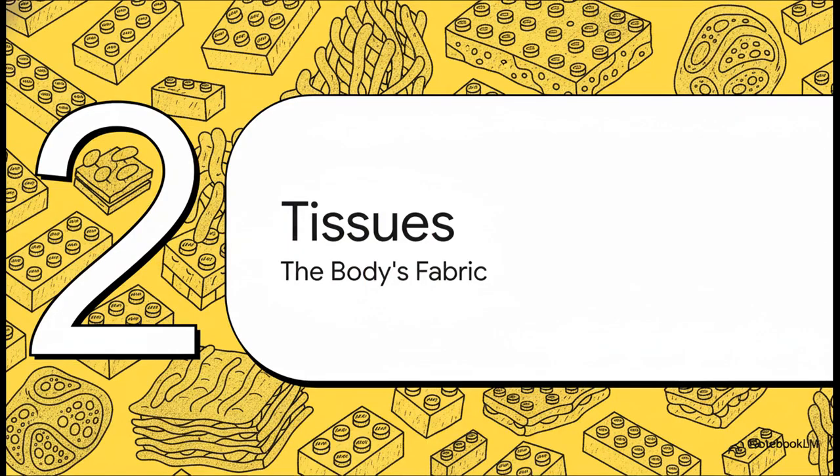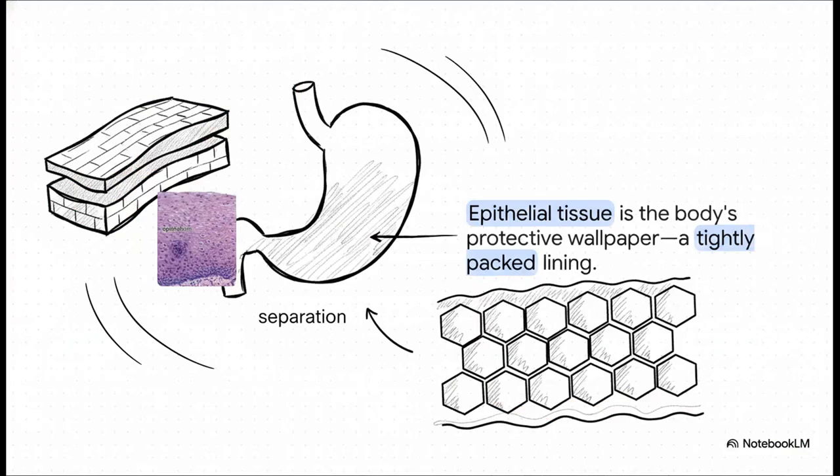Okay, so what happens when you start snapping all those different Lego bricks together? Well, you get to the next level of our building, tissues. This is where individual cells stop being lone wolves and start working together as a team, creating the actual fabric of our bodies. And one of the first and most important fabrics we need to talk about is epithelial tissue. Just look at how neat and tidy these cells are, all packed together in these perfect sheets. This stuff lines our organs and makes up our skin. A great way to think of it is as the body's wallpaper. It's this protective layer covering all the surfaces.